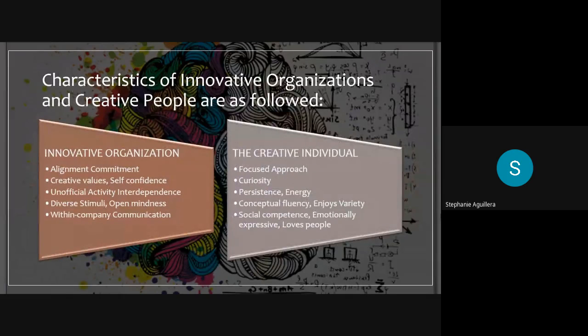Characteristics of an innovative organization and creative people. Some characteristics of an innovative organization are creative value, self-confidence, communication within the company, diverse stimuli, and open minds. Some characteristics of the creative individual are energy, focused approach, love for people, and emotional expression.